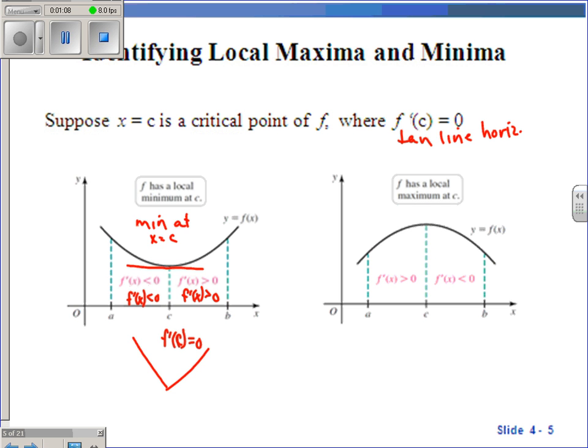Again, we're looking at our critical point c here, and let's say now we know that the derivative is positive to the left, and the derivative is negative to the right. Well, that means the function had to be increasing to the left of c, decreasing to the right of c, so that we'd have to have a local maximum at x equals c.